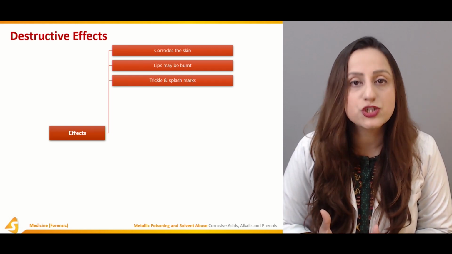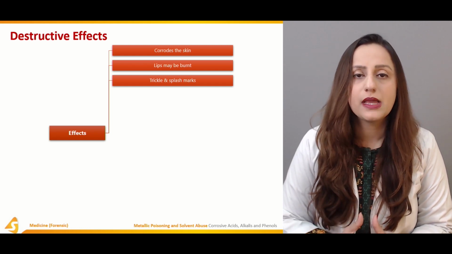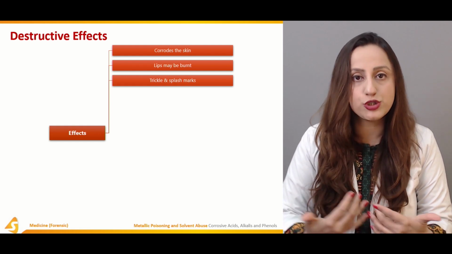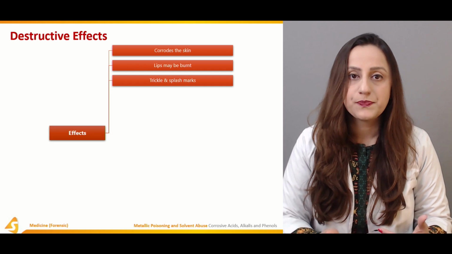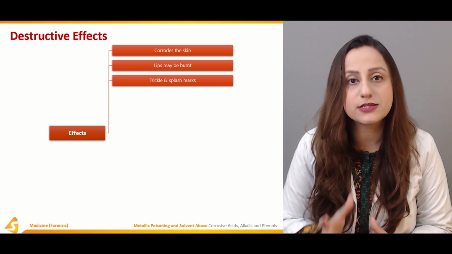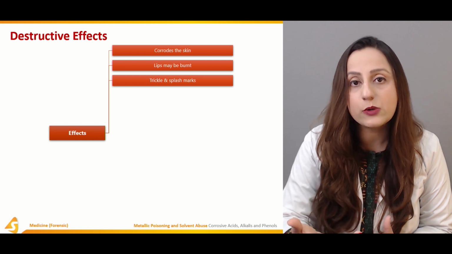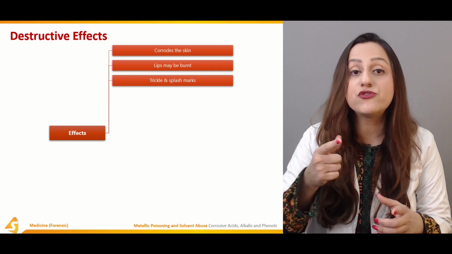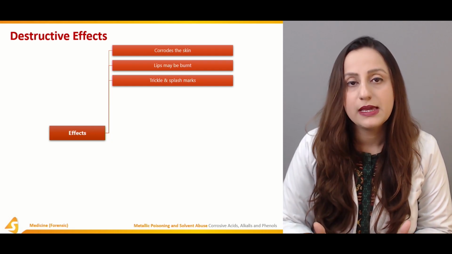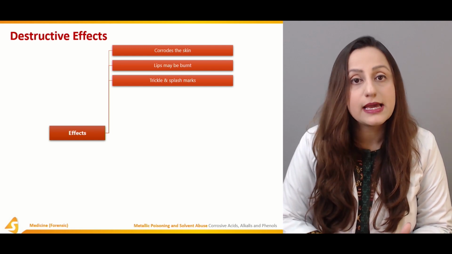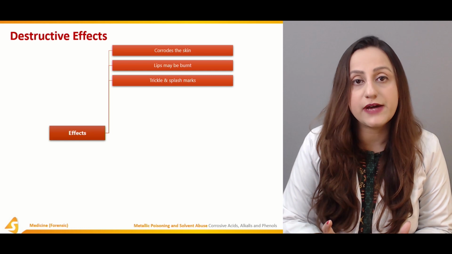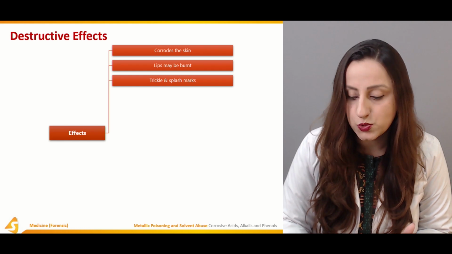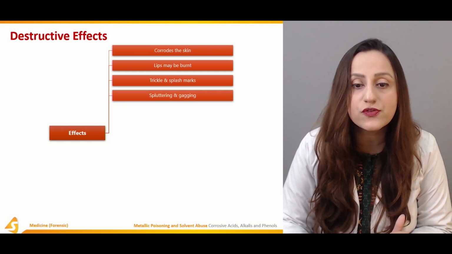Then the trickle and the splash marks. The trickle marks are what you have observed with all liquids: if you spill some liquid on your clothes, there are some trickle marks. That is basically what happens in these cases of corrosive poisoning. Once the liquid is thrown on the face of the victim, trickle marks are found on the human body, in front of the neck and in front of the chest, and that will depend upon the corrosive action of the oil of vitriol that has been used. Mostly sulfuric acid is used, the concentrated kind of sulfuric acid. Then the spluttering and the gagging.